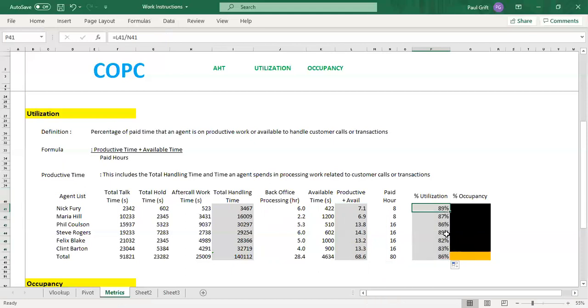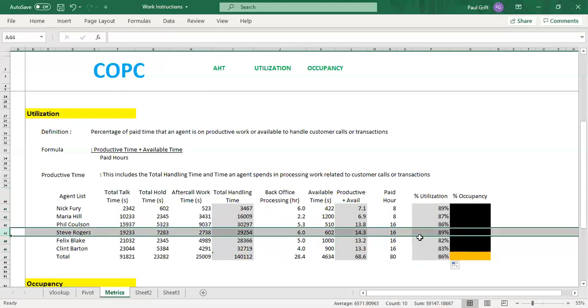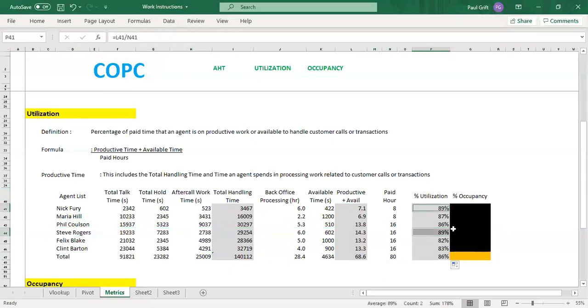So Nick Fury and Cap, Steve Rogers, make the top at 89%, and the least in the utilization is Felix Blake at 82%. Now, I know that COPC is using 86% as a benchmark or the target. I might be doing another video on the breakdown of that 86%. So that means that 14% is not productive. So this 86% of the paid hours are the utilized hours.